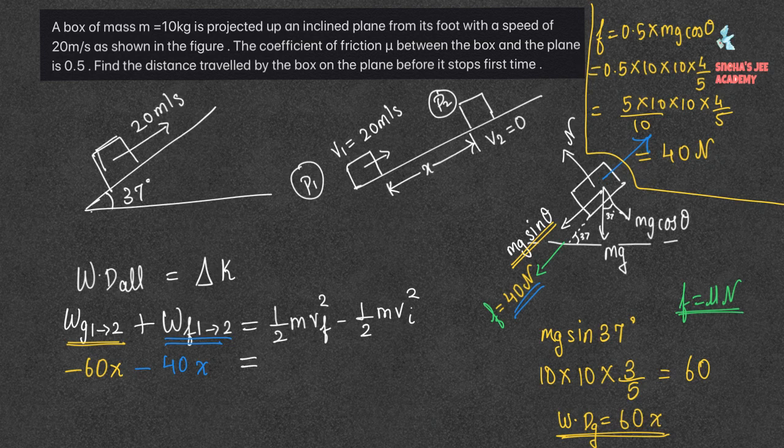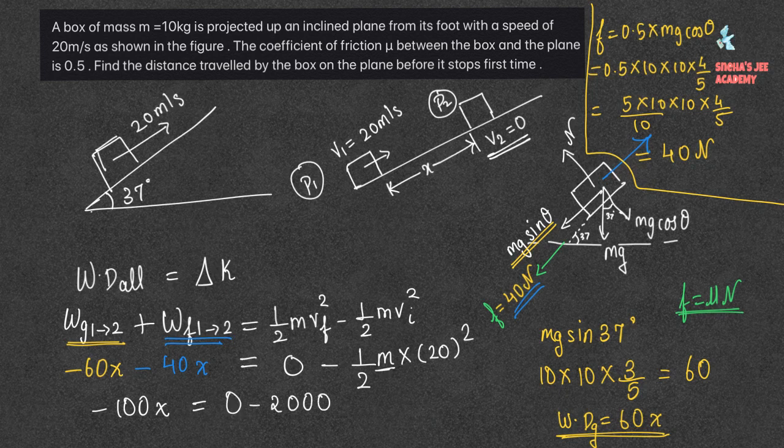The final velocity v2 is 0. So this is 0 minus half m v initial square, where the initial velocity is 20, so 20 square. After substituting the value of m, which is 10, we get minus 100x is equal to 0 minus 2000, so x is equal to 20 meters. So the distance traveled by the box on the plane before it stops the first time is 20 meters.